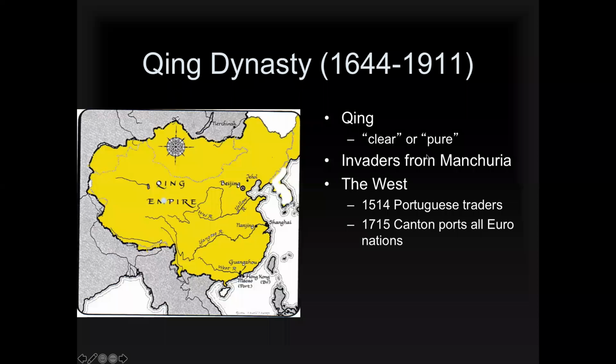So this is when we see a more direct relationship with the West. There's always been connections with the Western world and China, but it was through the Silk Road, and that's an indirect connection. And we saw more direct connections happen during this time. In 1514, the Portuguese had made their way to China, and they started trading with the Portuguese. And then in 1715, the Chinese limited all European trade to the ports in Canton.